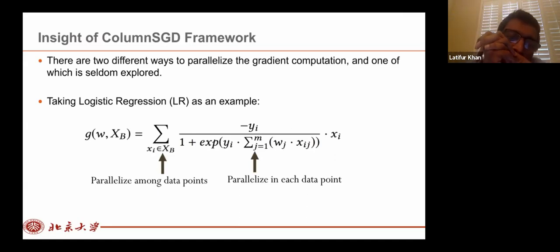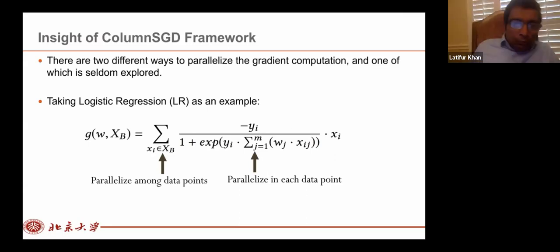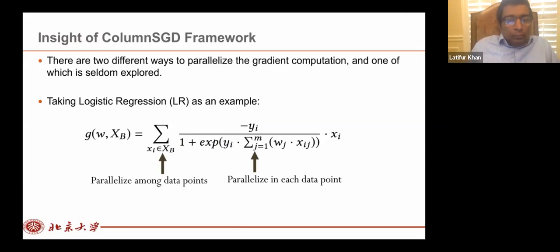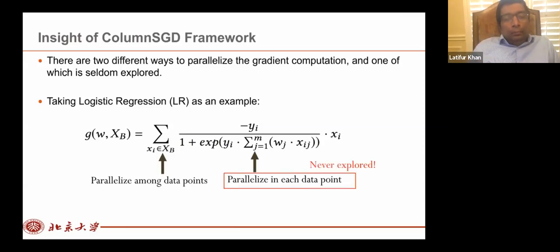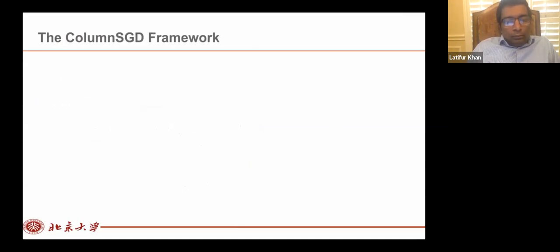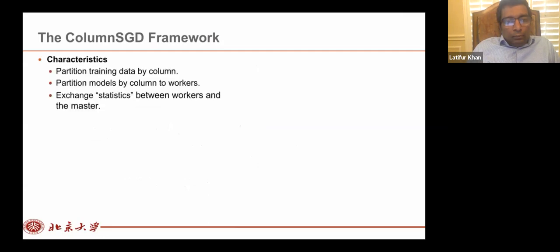We note that there are two sum operations. The first parallelizes the computation among data points, which is exactly the one used in RowSGD systems. However, we could also parallelize on the second sum operation. That is, we parallelize within each data point. This parallelization schema has never been explored. Based on this, we propose ColumnSGD. In ColumnSGD, we partition the training data by columns to multiple workers. Meanwhile, to support the computation of gradients, we also partition the model by columns.